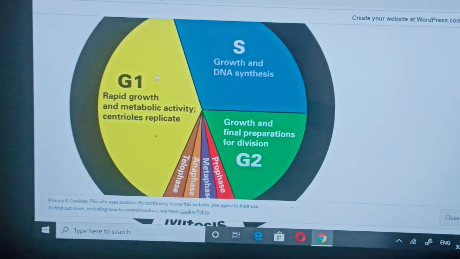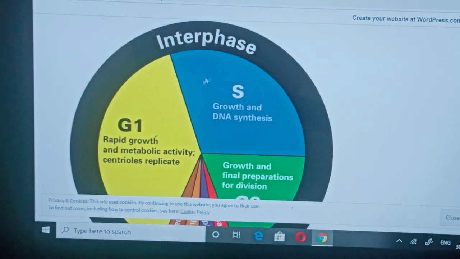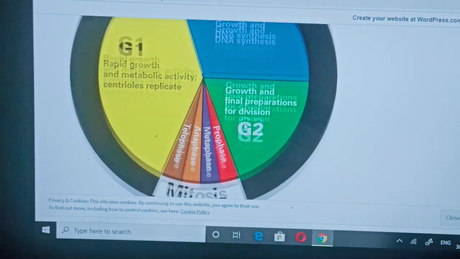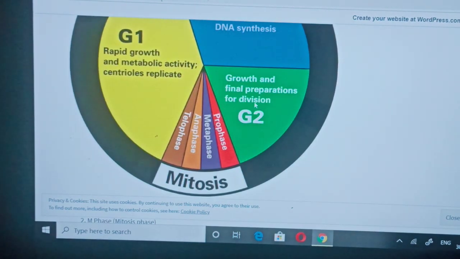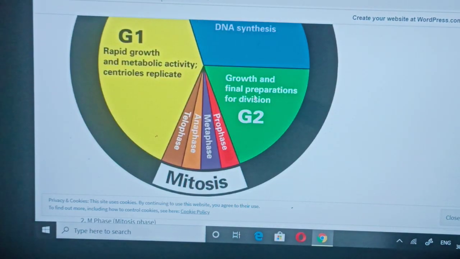When a cell comes out, it has to go first into the G1 phase, that is rapid growth and metabolic activity. Centrioles replicate here, first phase. Then the cell goes to another phase, that is called the S phase. What happens here? Growth and DNA synthesis. And then the third phase, it goes to the G2 phase, growth and final preparations for division.